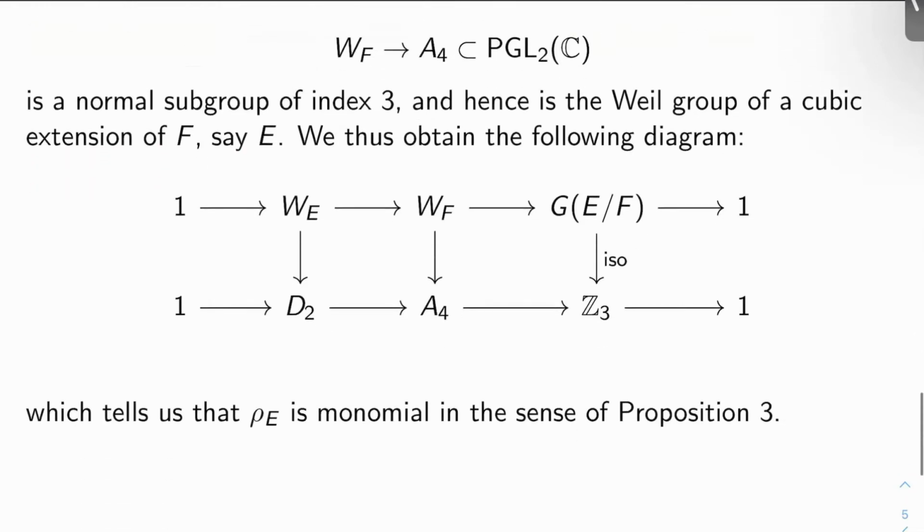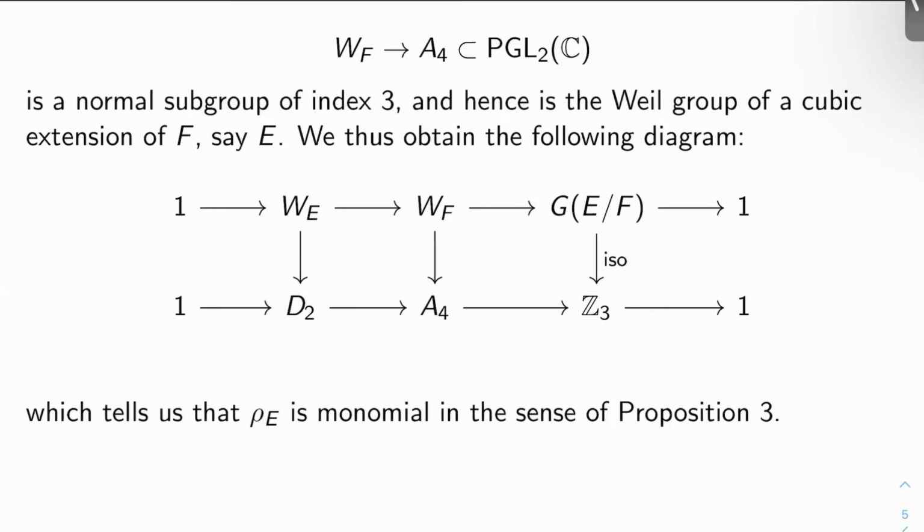In summary, we have the following diagram. So I have Z3 is A4 mod D2. That's what this exact sequence says. Then I know that Z3 is the Galois group of E over F. So this is an isomorphism here. I know W_F is mapping to A4 because I'm in the tetrahedral case.